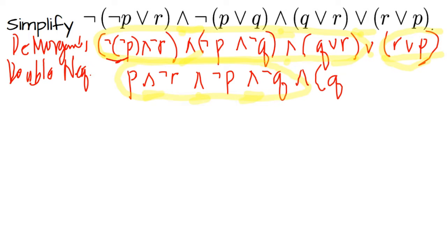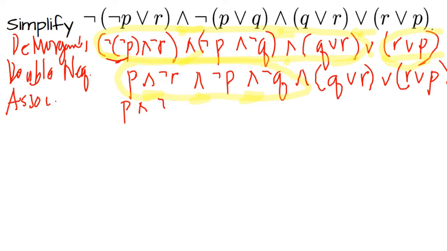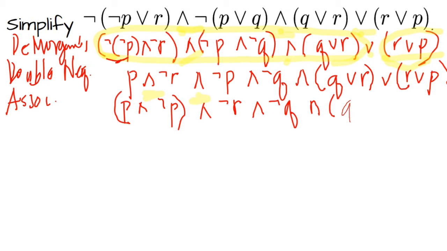So let's copy this further. Okay. So by association, we could associate P and not P. So by associative property, we have now P and not of P, and let's just have R and Q and not of Q, and Q or R or P.